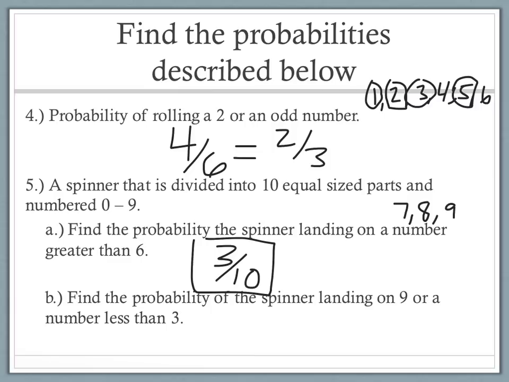And what's the probability of landing on a 9 or a number less than 3? Well, 9, and the numbers less than 3 are 2, 1, and 0. Okay? It didn't say less than or equal to, so I don't count 3. So that's 4 out of 10, which would then reduce to 2/5. So remember, it's just what we want over the total. Sometimes writing the numbers helps out.